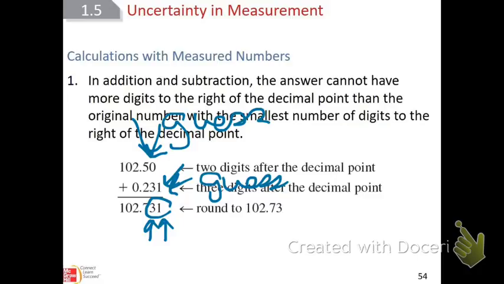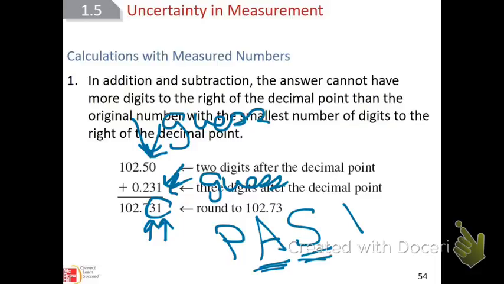And the shortcut way to do that is this is how I remember it. When I'm adding, there's my A, here's my S. This A stands for add, this S stands for subtract. When I'm adding or subtracting, I look past the decimal. Only when I'm adding and subtracting do I look past the decimal.